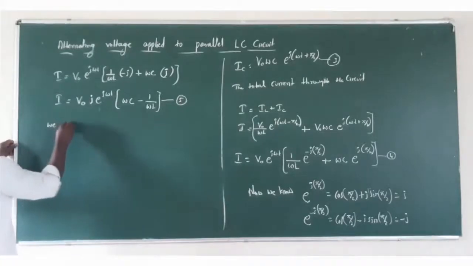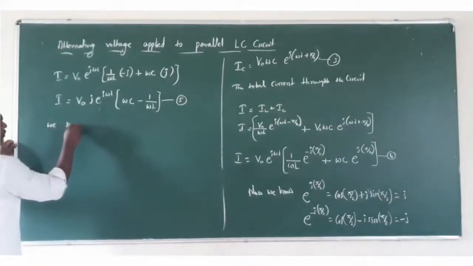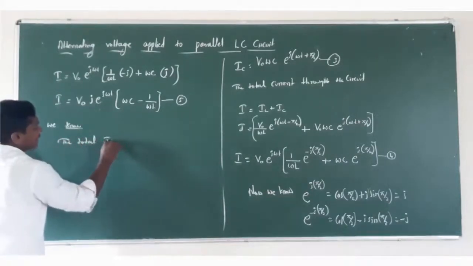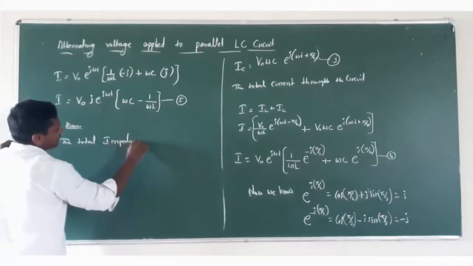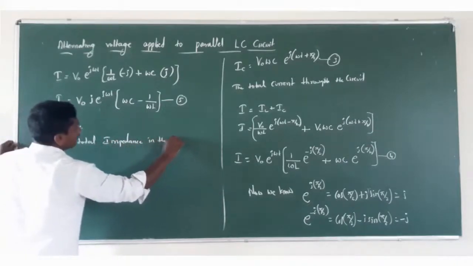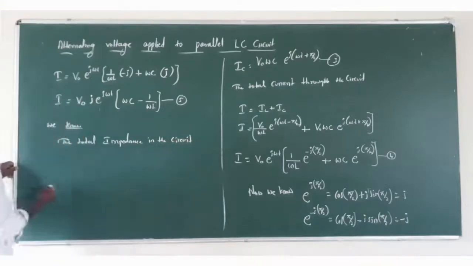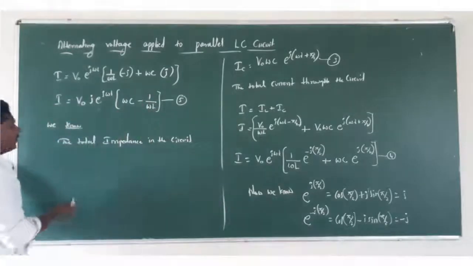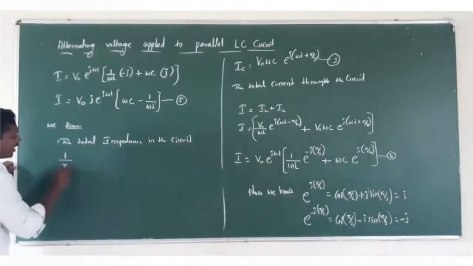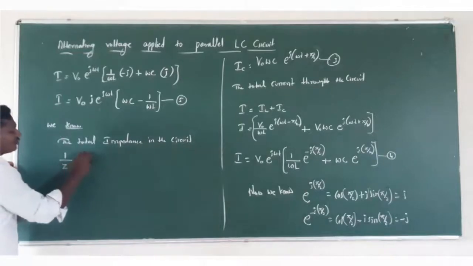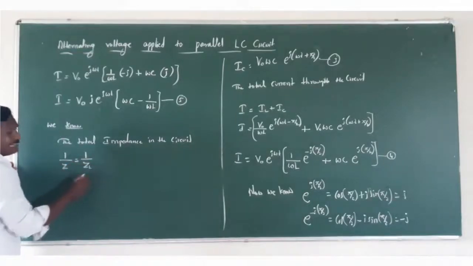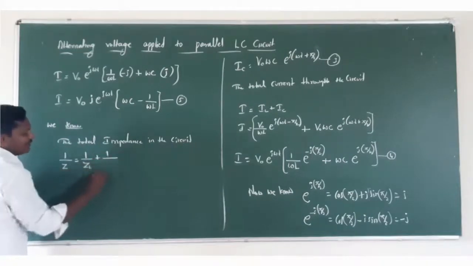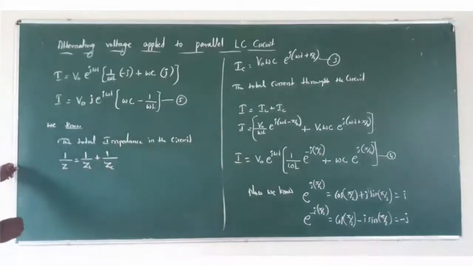We know the total impedance in the circuit. We have connected the inductor and capacitor in parallel. Therefore, the impedance can be represented by 1 over Z is equal to 1 divided by ZL, the impedance across the inductor, plus 1 divided by ZC, the impedance across the capacitor.